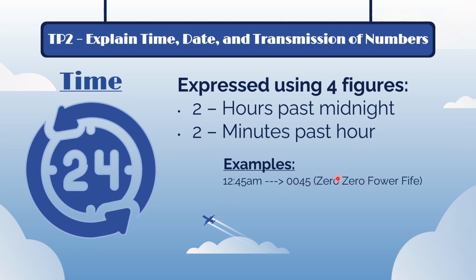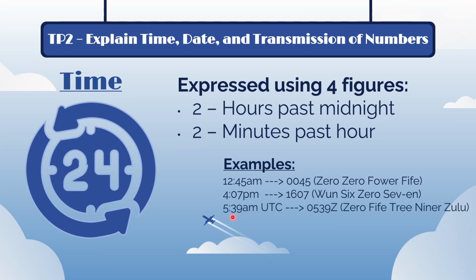0005. Again, when we say these numbers, we use the phonetic pronunciation of numbers. We count from 00 all the way to 23, right? So that's how you do it. Another example, 4:07 p.m., we would say as 1607. Okay, so that's an example.